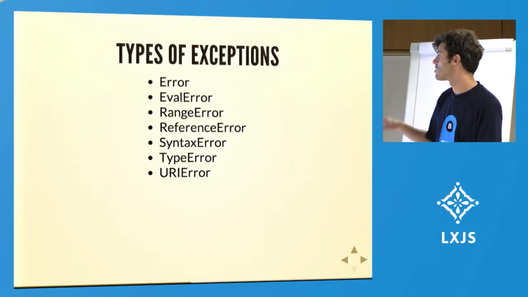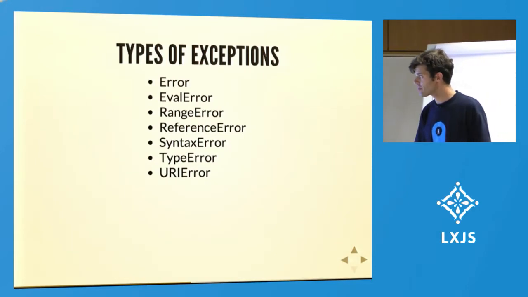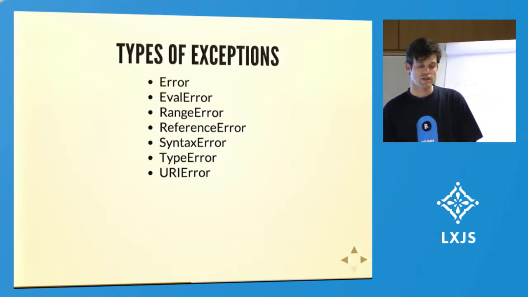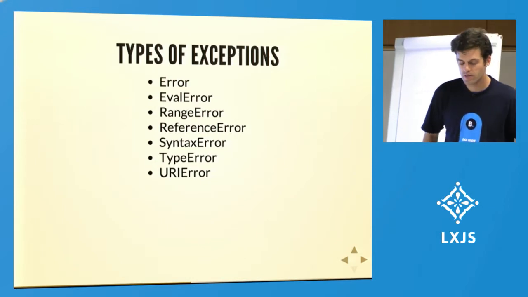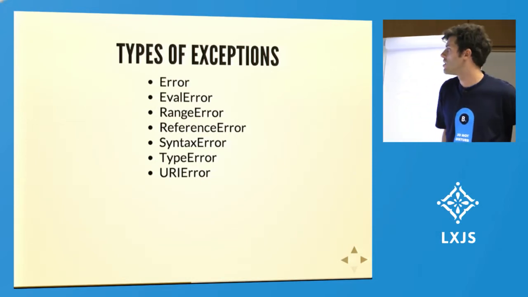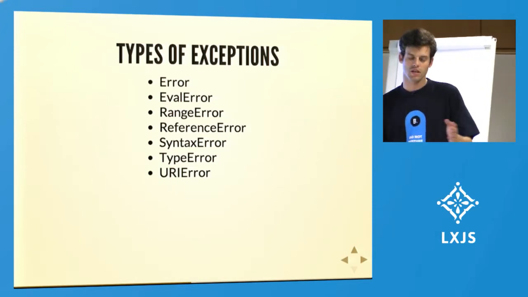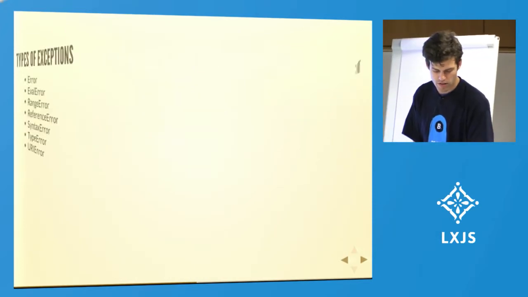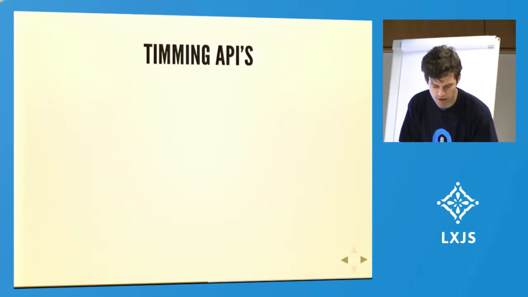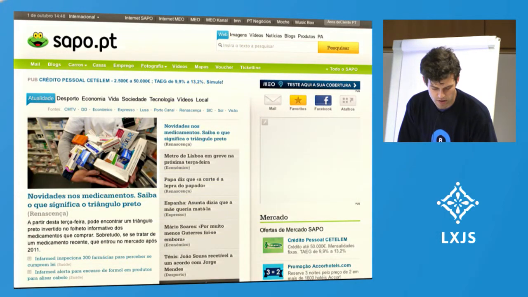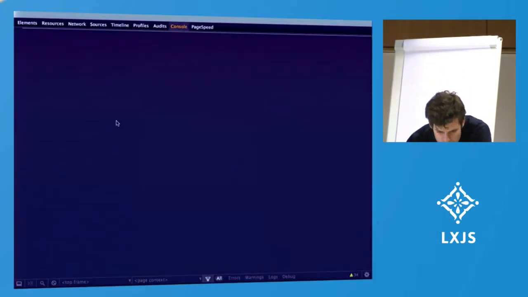Okay, so moving a little bit further, types of exceptions. You can throw exceptions of these types, and by default you can also throw just a string, throw some string, and you have the error in the catch. And this is what I have for JavaScript errors, but not before I show you some things.